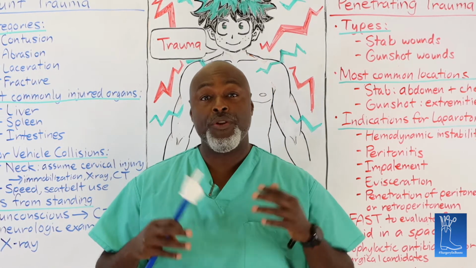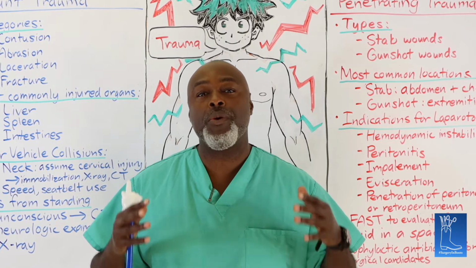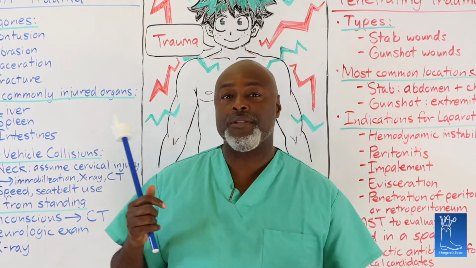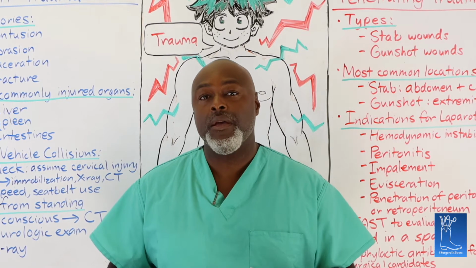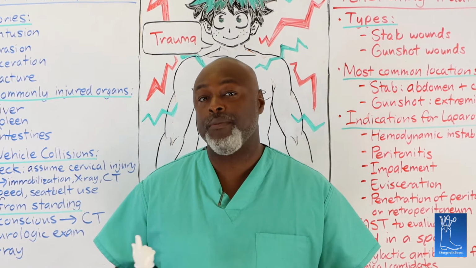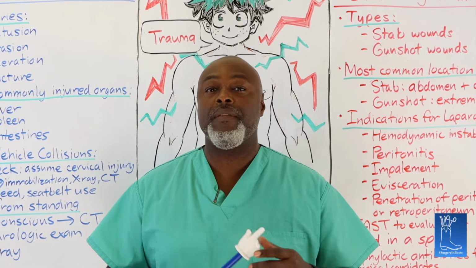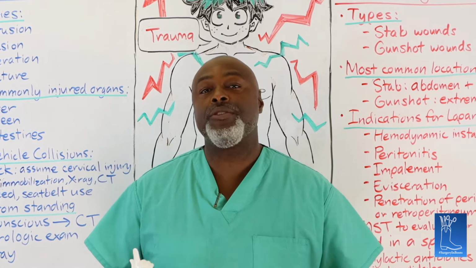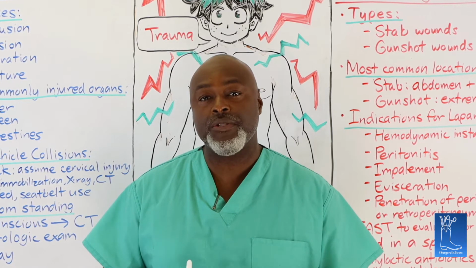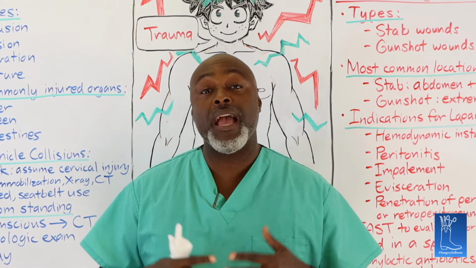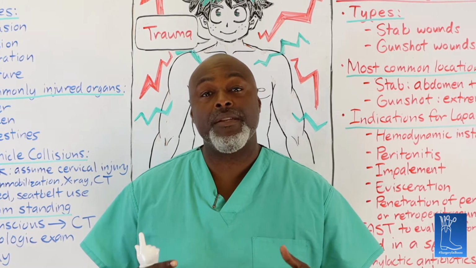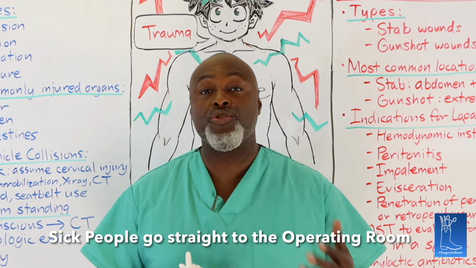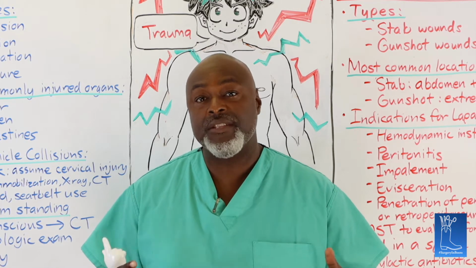Now, when you're dealing with a trauma patient, it always starts with one topic and one topic only. Before you get to whether it's blunt or penetrating, you want to make sure the patient is stable. It doesn't matter if they are penetrating or blunt. If they're unstable, traditionally those patients go straight to the emergency room, straight to the operating room, unless there is something else going on that attributes to their instability.